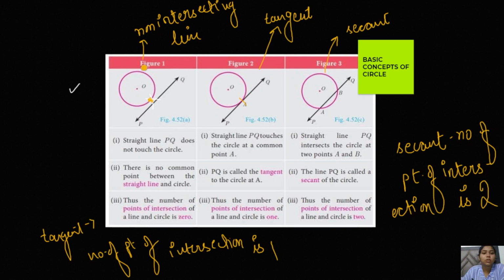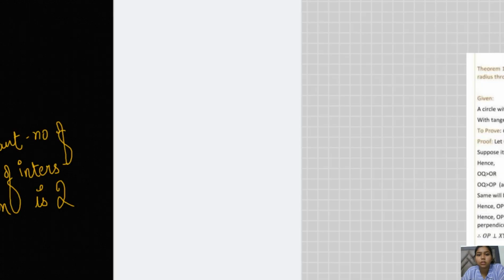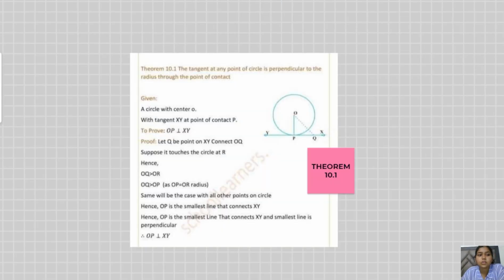I hope that's clear from this table. That's all you have to learn about the basic terms of the circle, what is a tangent and what is a secant. Let's have a look at certain theorems. There are only two theorems in this chapter, so let's begin with theorem number 10.1. This is an entirely theoretical theorem. There is no need to prove anything. This is just a theory.